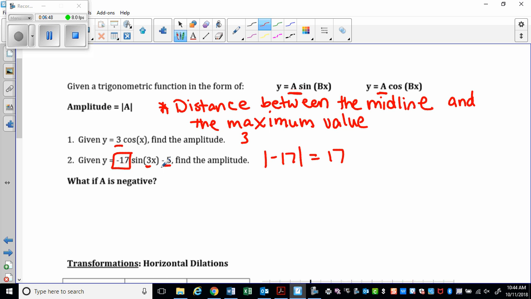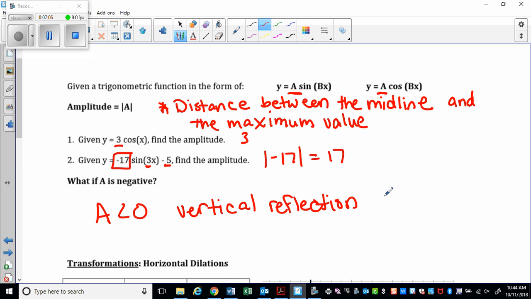Okay. What if a is negative? If a is less than 0, if it's negative, there is going to be a vertical reflection. So just write that, vertical reflection. This means that it's going to reflect across the x-axis.